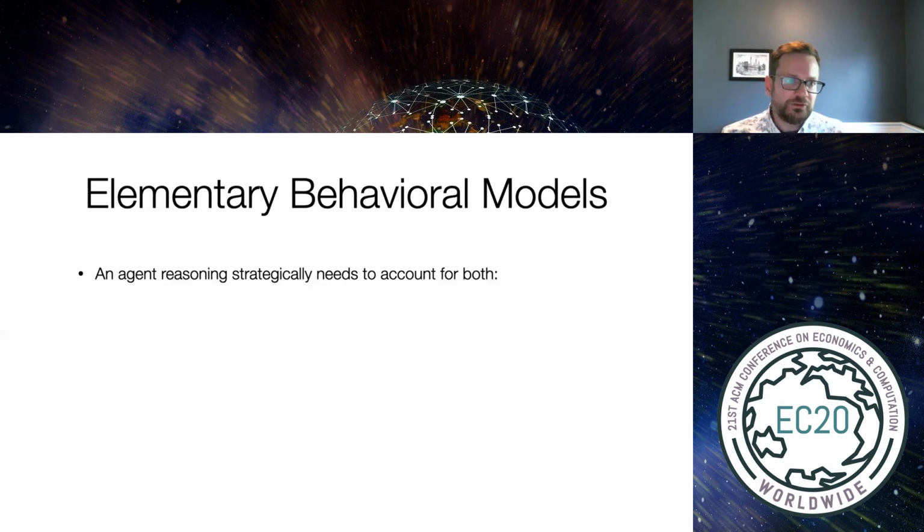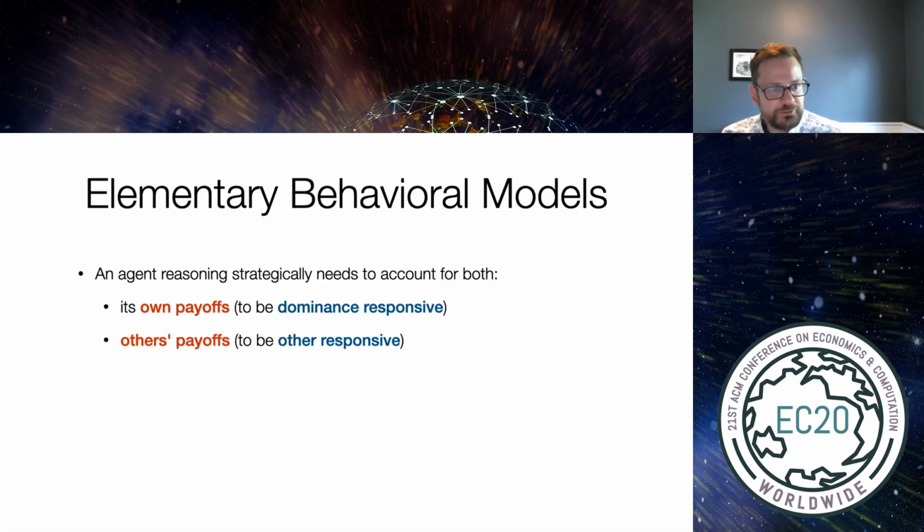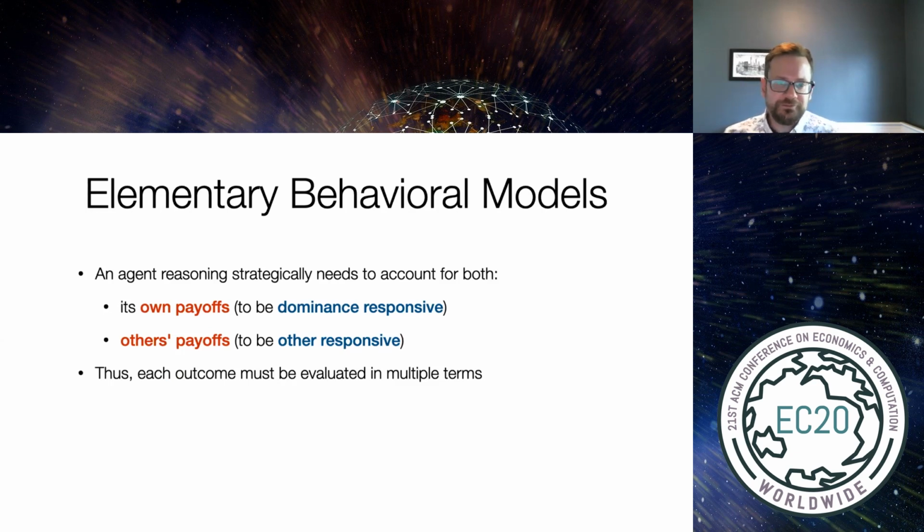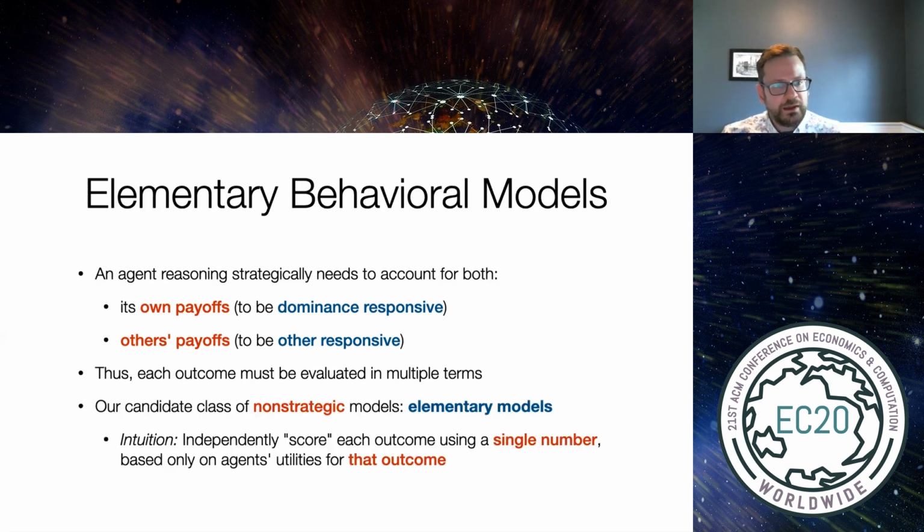So recall, if you're strategically reasoning, you need to be accounting for a couple of things. You first need to be accounting for your own payoffs, otherwise you can't be dominance responsive. And you also need to account for others' payoffs. You need to think about those in order to be other responsive. So every time you think about an outcome, every time you think about what happens if we all did a certain thing, you have to think about it from multiple viewpoints in some sense. And so our candidate class of non-strategic models are models basically that don't do that.